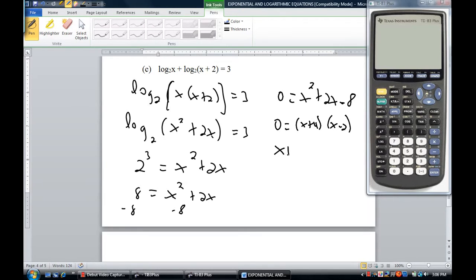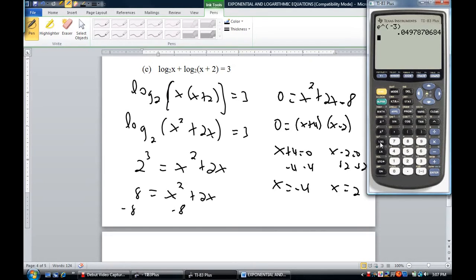Set each factor equal to 0. Solve for x. Subtract 4 from both sides. x equals -4 or x equals 2. Check. If I take -4 and substitute it for the x, I'll be taking the log of a negative number. I can't take the log of a negative number, no matter what the base is. Well, hopefully I'll type it in. Error. It's outside the domain.